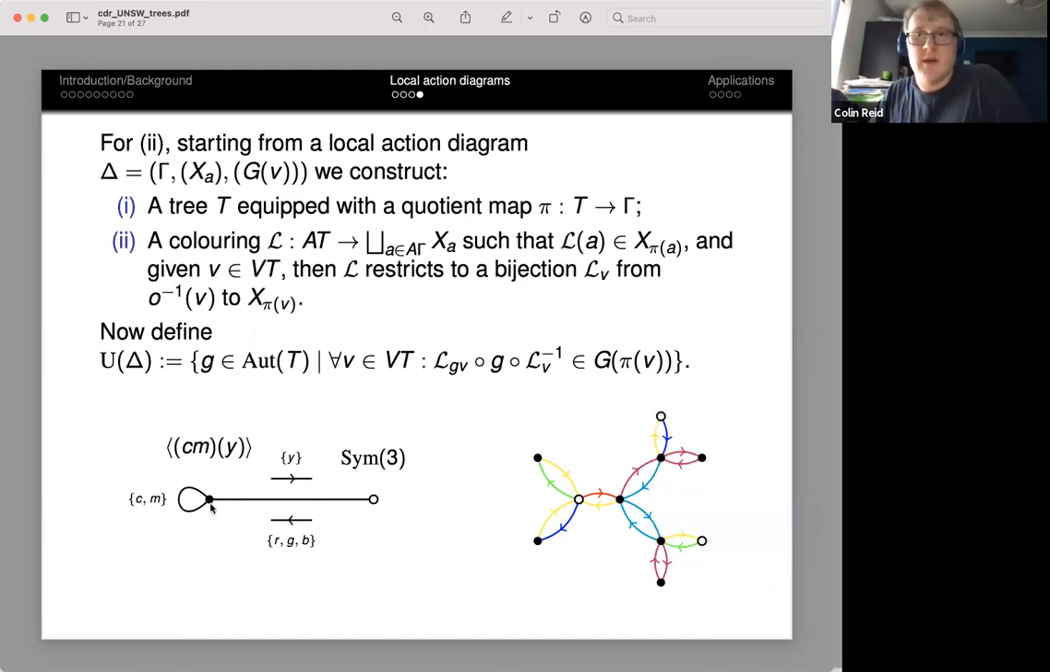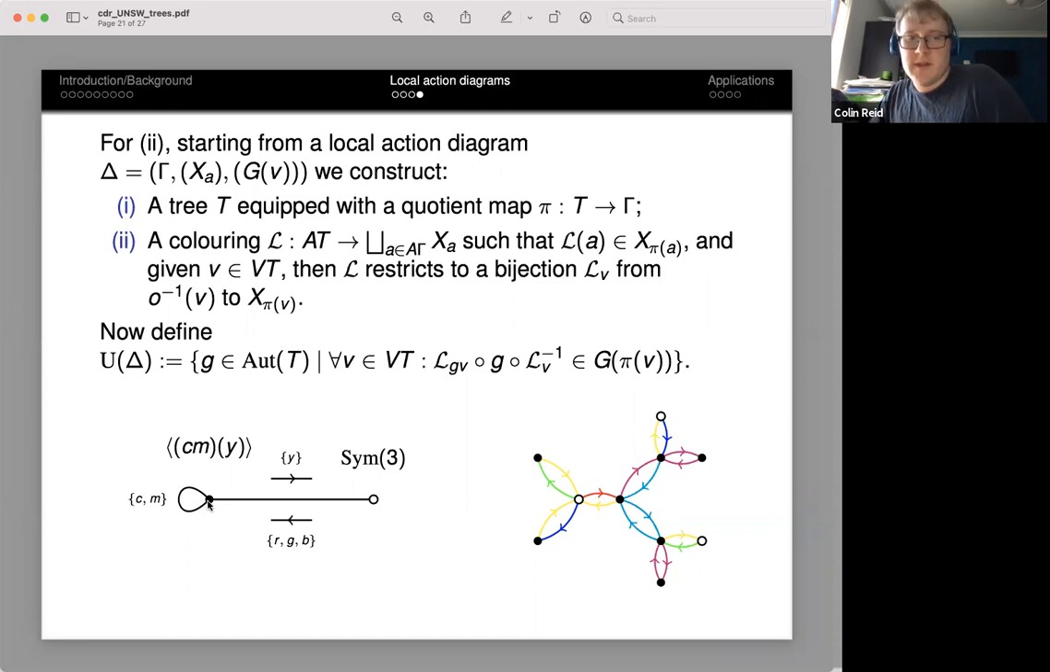Okay, so I've drawn an example here to show how the coloring works. So on the left here is a local action diagram. The colors of the vertices here are not part of the local action diagram. I've just drawn them to show how the sort of lift to the tree works. So if we look at a white vertex in the tree here, we're meant to have local action symmetric group on 3 letters. And we have a color set RGB here. So we should have the colors red, green, and blue coming out of that vertex.